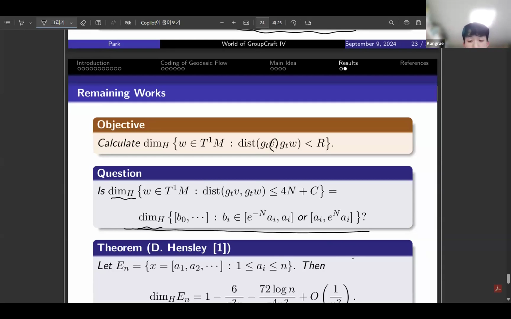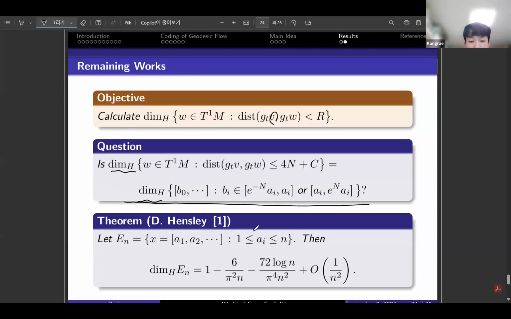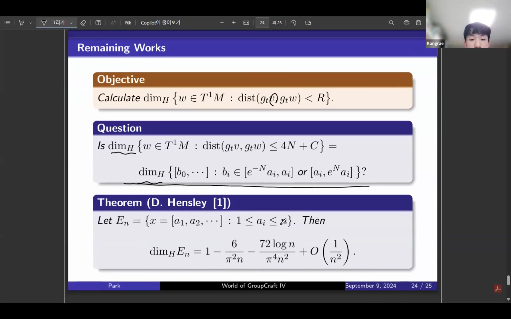These conditions are not easy to describe, but there are lots of these kinds of results. For instance, Hensley proved that if X is a real number between 0 and 1, and its continued fraction digits are between 1 and N, and hence we calculated the Hausdorff dimension of this set E_N as follows.